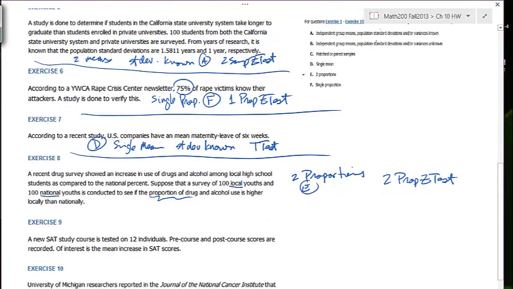Number 9, SAT studies on 12 individuals. Pre-course and post-course scores are recorded, and they're interested in the mean increase. So this is the case where we are looking at the mean, but they're taking a look at the pre and post, so there's really 2 samples that they're dealing with, but they're connected, they're matched pairs. So matched or paired sample. And the most common paired sample is a pre and post, and so that would be C.